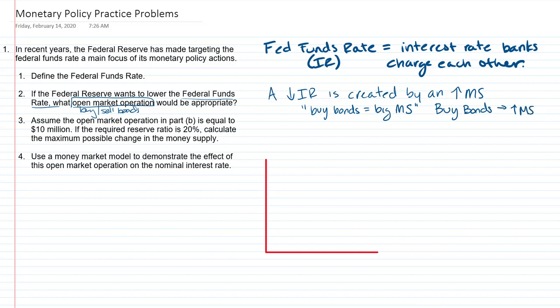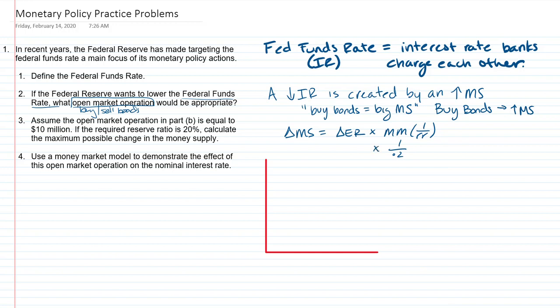If the open market operation, the buying of bonds, is equal to $10 million and the reserve ratio is 20%, what is the possible change in the money supply? So we know that the change in the money supply is equal to the change in excess reserves in a bank times the money multiplier, which is 1 over the reserve requirement. So in this case, we have a money multiplier of 1 over 0.2, which is going to be 5.